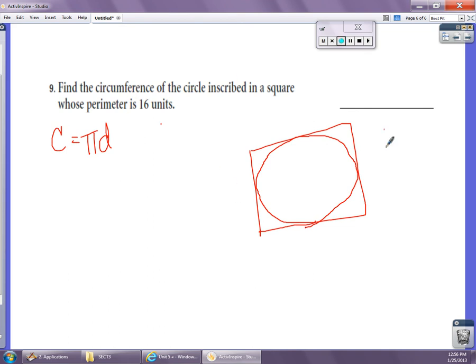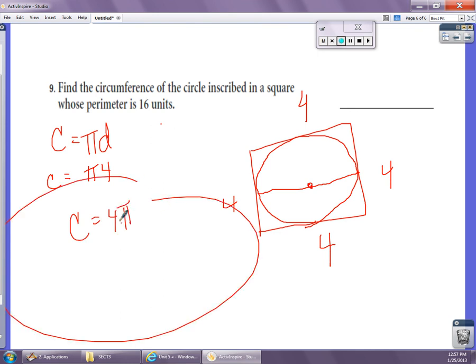So if the perimeter of the square is 16, that means all the sides are 4. So if all the sides are 4, that means that the diameter of that circle is going to be 4. So remember, we're going to just do pi times 4. That's the circumference of the circle, 4 pi. And if you want to know what the approximate answer is, you can just do 4 times pi. And that is the homework.